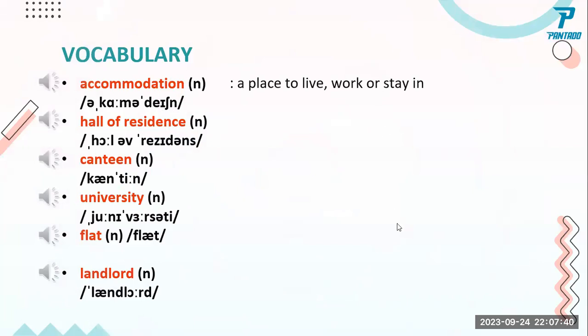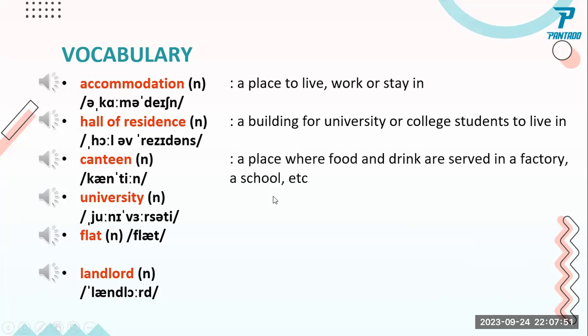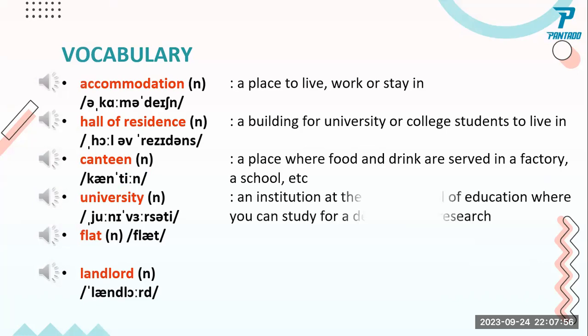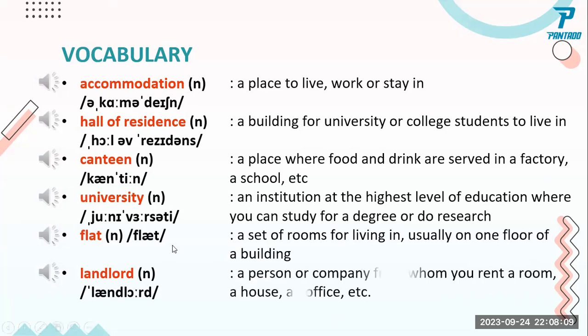Accommodation is a place to live, work, or stay in. Hall of residence is a building for university or college students to live in. Canteen is a place where food and drink are served. University is an institution at the highest level of education. Flat is a set of rooms for living in, usually on one floor of a building. And landlord is a person or company from whom you rent a room, a house, or an office.